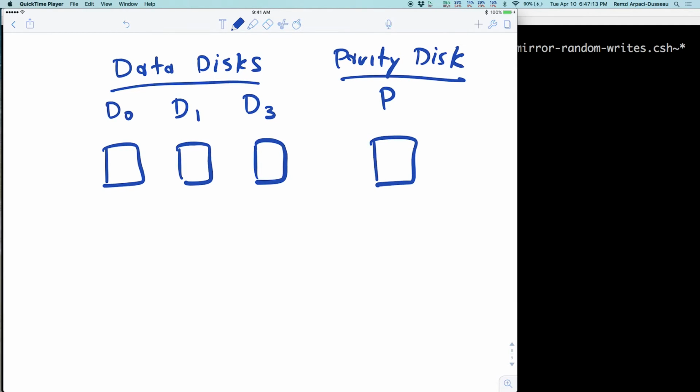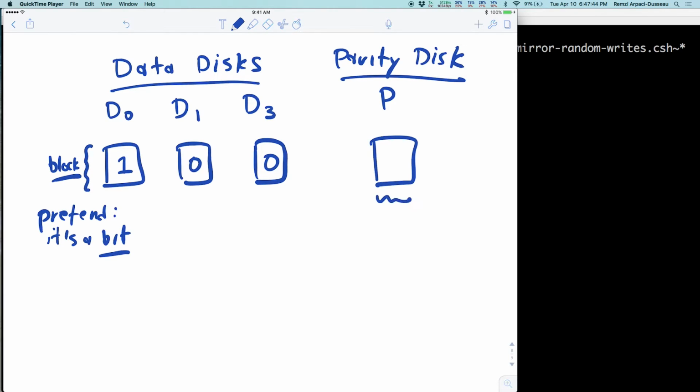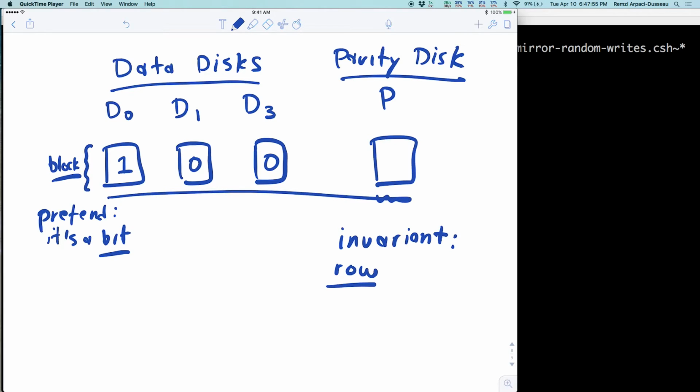The way we're going to encode this information, I'm going to pretend this is really a block of data, but I'm going to pretend it's just a bit for simplicity, because it makes the little mathematical things I'm going to do easier. But this is really being done over every block instead of every bit, and I'll talk about that more in a second. So let's say we have some data like this. All we're going to do over here in the parity disk is make sure we're maintaining a certain invariant, and that's for each row. So this is a row of data. For each row, what we want to make sure is there are an even number of ones. We'll call this even parity.